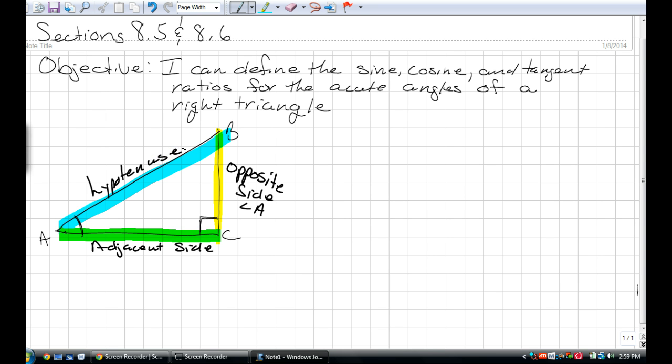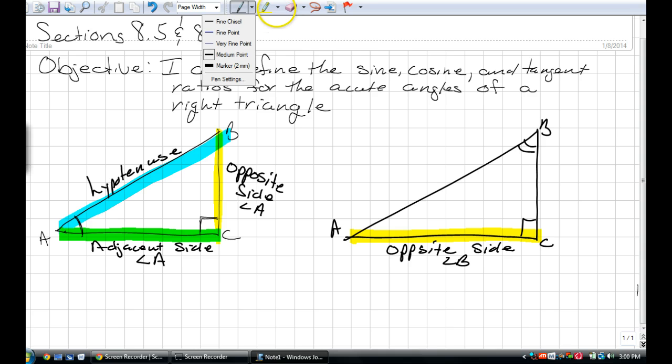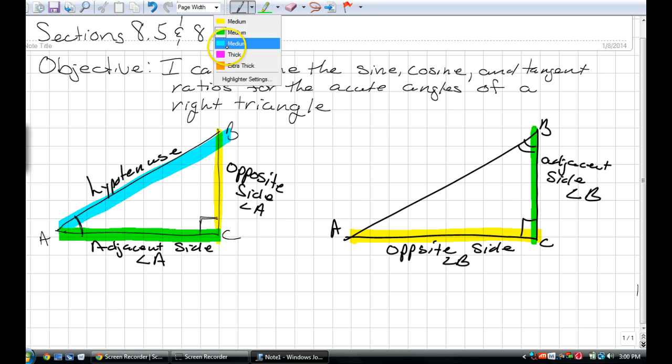Now it matters what angle we're talking about, because if we're talking about angle B, so this is angle A, this is angle C, and angle B, then AC would be considered the side opposite in terms of angle B. And I'm sorry, this is the adjacent side in terms of angle A. Then in terms of angle B, we would say that BC is the adjacent. And of course, the hypotenuse is still the hypotenuse.